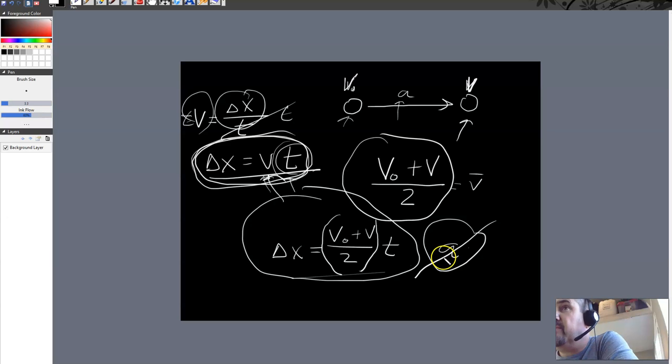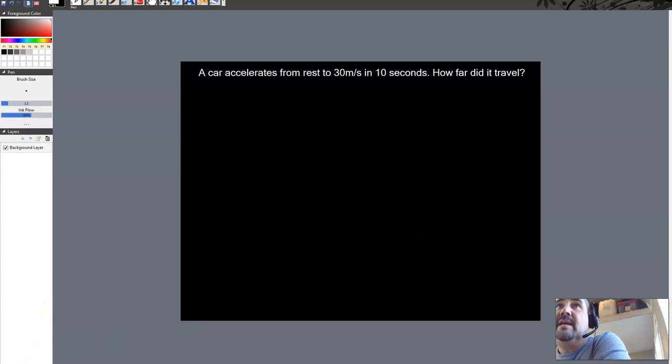They're not asking for acceleration, and they're not even giving it to you, but yet you know it did. This is the equation you're going to use, okay? So here's our sample problem real quick. A car accelerates from rest to 30 meters per second in 10 seconds. How far did it travel?